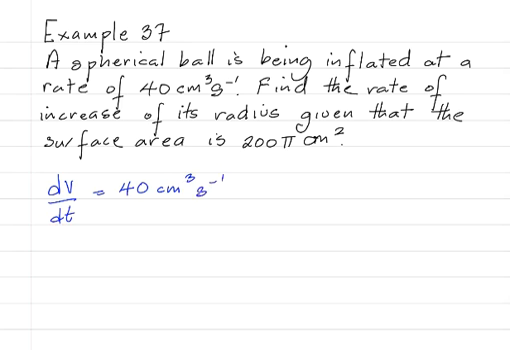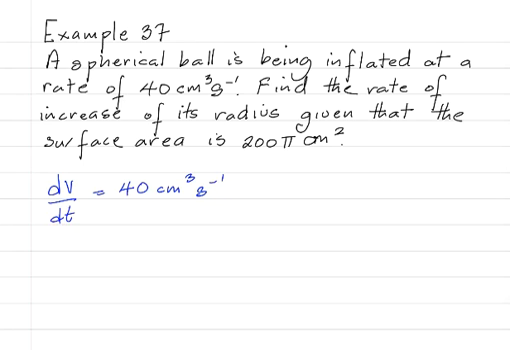V here, in dv by dt, the V stands for volume. How do I know that it's volume? Because the unit is centimeters cube. So the unit of length would be centimeters, the unit of area would be centimeters square, and the unit of volume is centimeters cube. So if the ball is being inflated at a rate of 40 centimeters cube per second, it means therefore that the volume is increasing at a rate of 40 centimeters cube per second. So that is what we have.